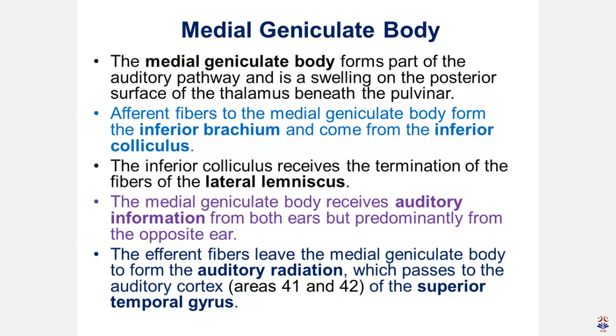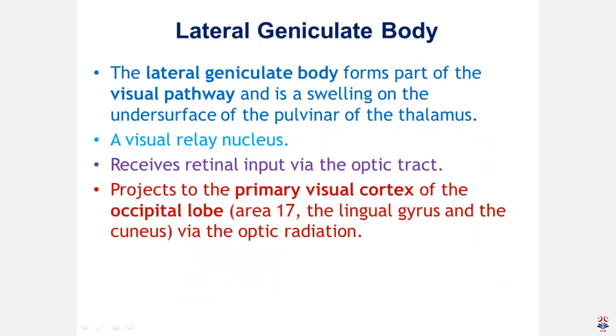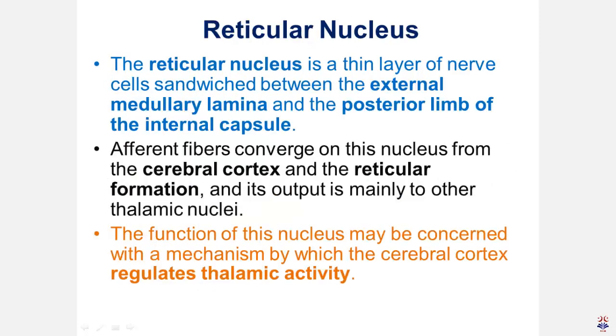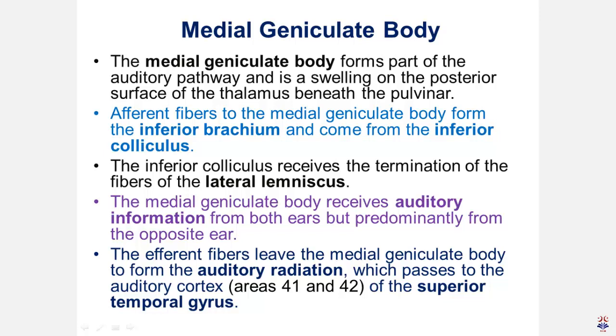Next, the medial geniculate body. It forms part of the auditory pathway, and these are swellings on the posterior surface of the thalamus beneath the pulvinar. Here we can see, this is medial geniculate body, this is lateral geniculate body beneath the pulvinar. The afferent fibers to the medial geniculate body form the inferior brachium and come from the inferior colliculus. These structures you will have been studying in the midbrain.